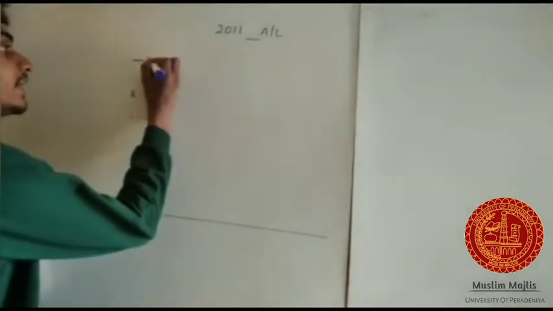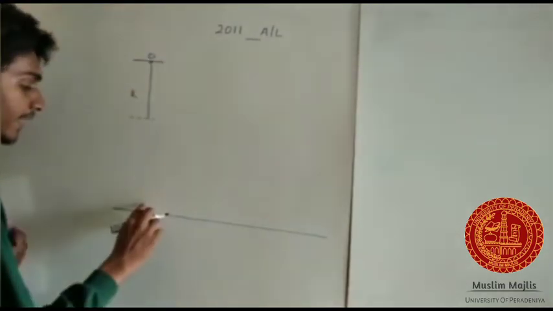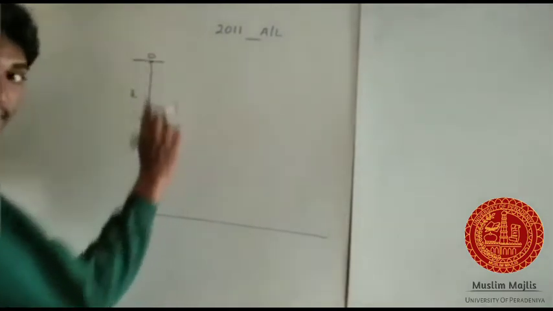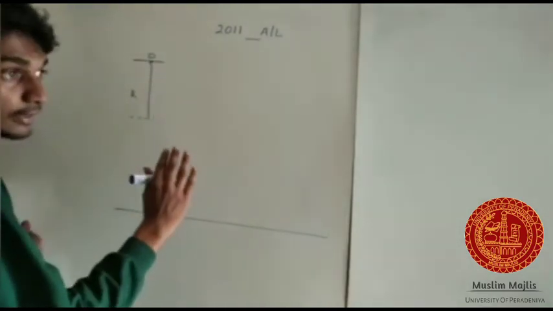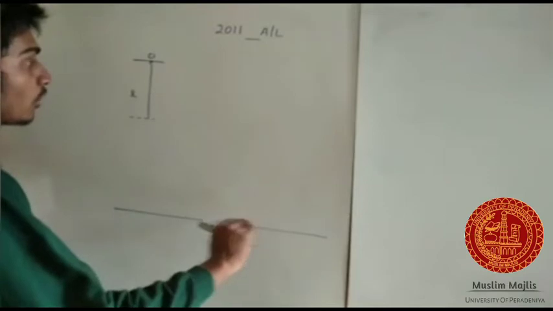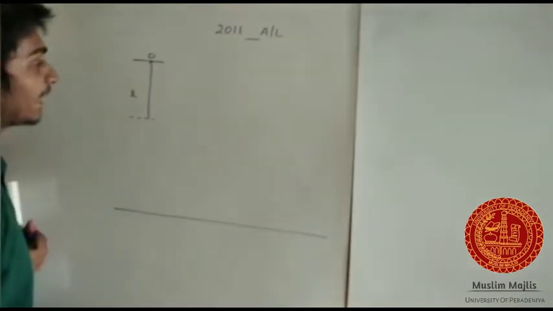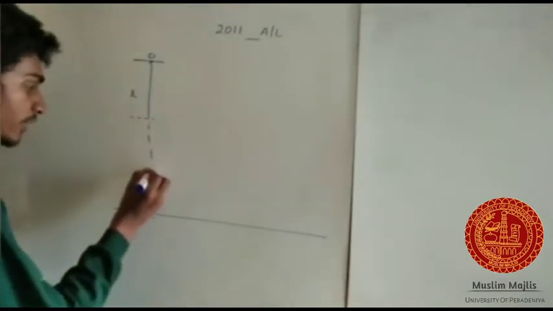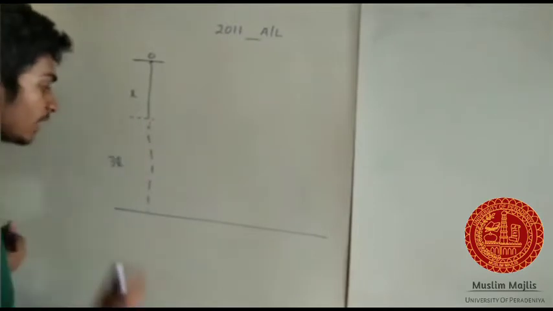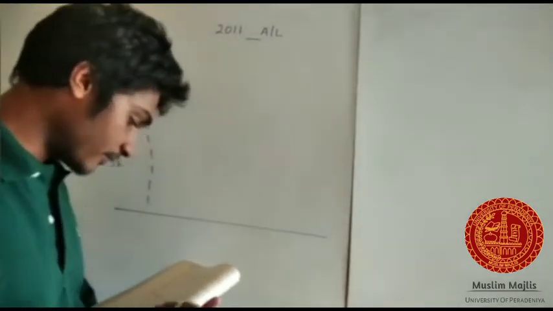The other end O is attached 4L from the horizontal floor. So in that case, this length over here should be about 3L units.